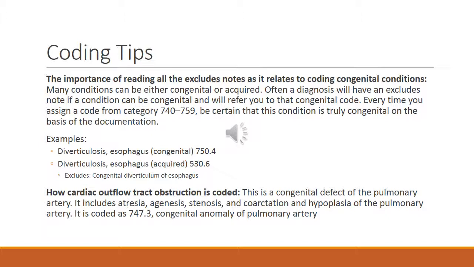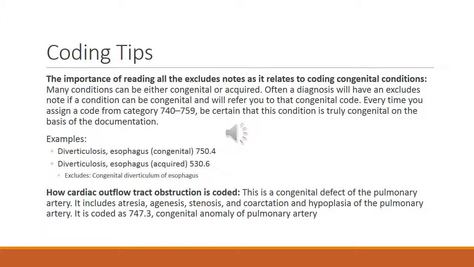For example, diverticulosis of esophagus, congenital is coded to 754.0. However, diverticulosis of the esophagus, acquired is coded to 530.6, and you will see the excludes note that it excludes congenital diverticulum of the esophagus.